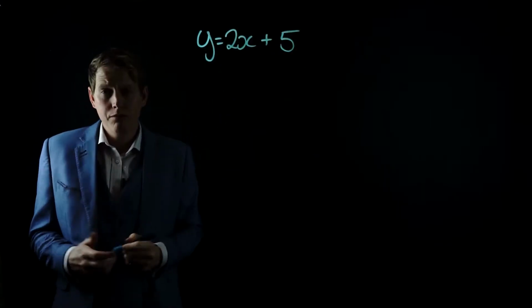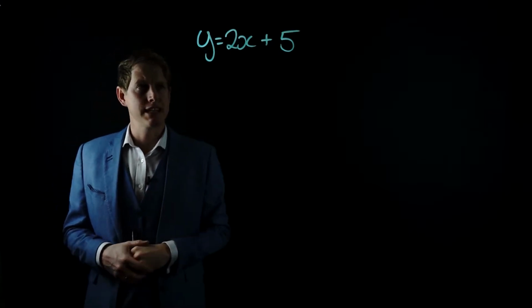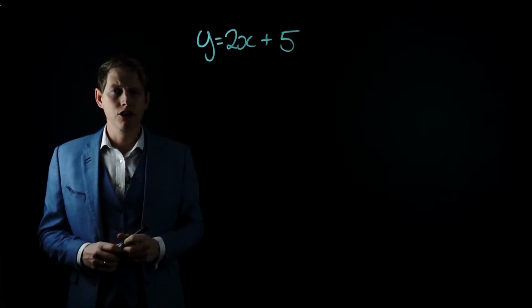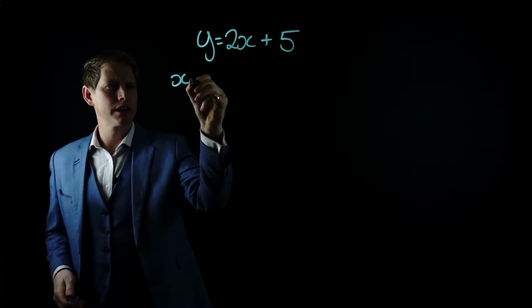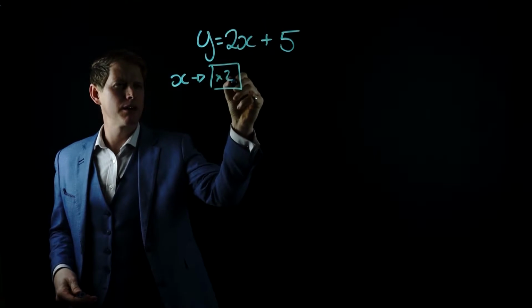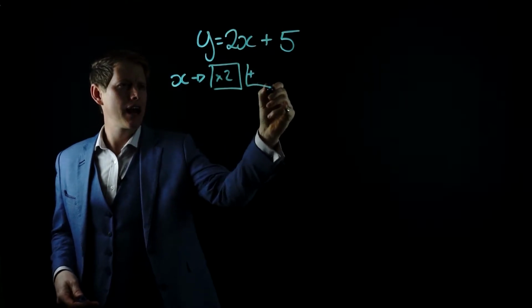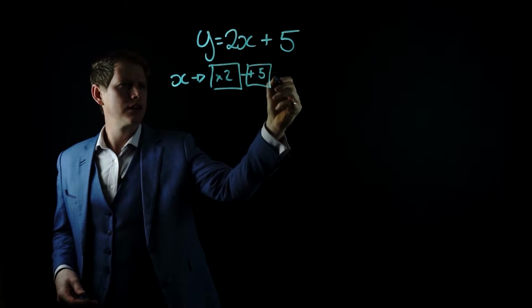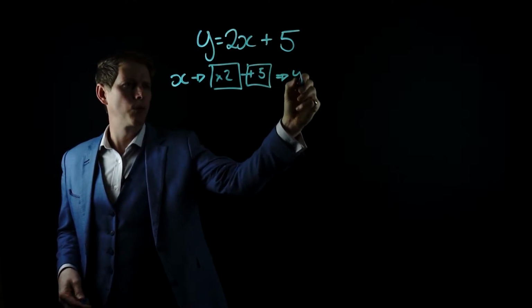I want to look at how we plot a straight line graph. Well, hopefully you'd be able to, if it's y equals or x equals, do that quite easily now. But what happens if we're asked to plot something like this? Right, well, to start off with, I could represent this using a function machine. A number, x, goes in. The first thing we do to it is multiply it by 2, then we add 5, and then we get y.